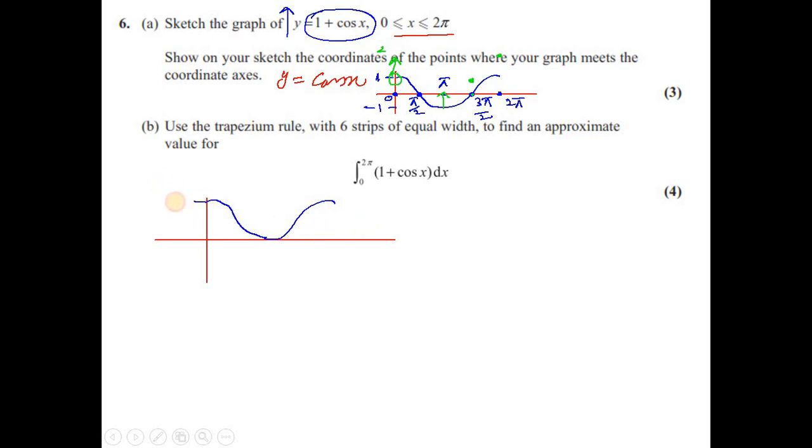Okay, and then you can mark here is 2, and then you can say that this is (0, 2), and this is (pi, 0), because this angle is pi, and because you shift this point 1 unit above, from -1 to the origin, so (pi, 0). That's it, if you need to mention the coordinate axis. Okay, fine. So these 2 points are sufficient, (0, 2) and (pi, 0). This is y equals 1 plus cos x between 0 to 2 pi.